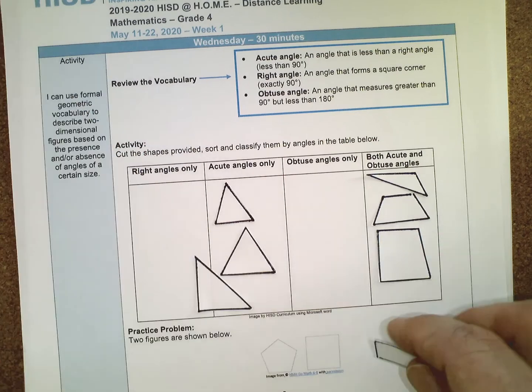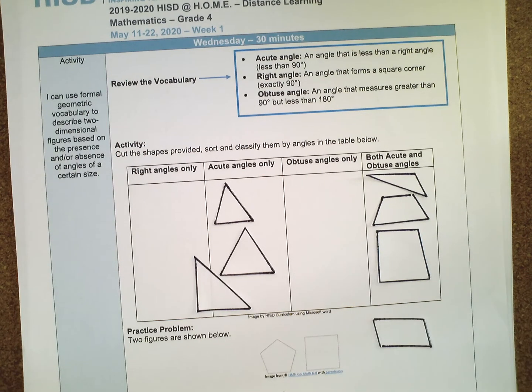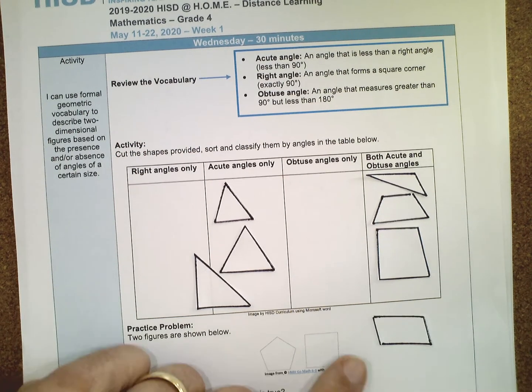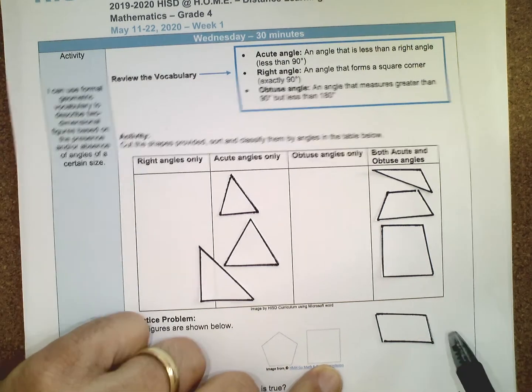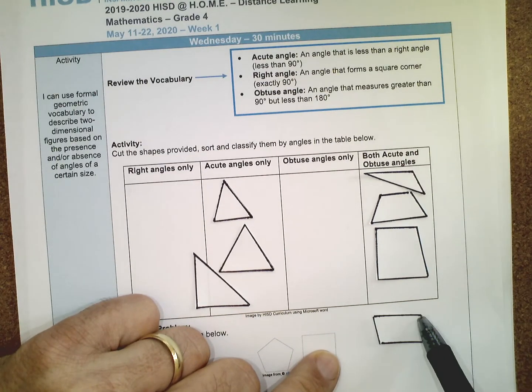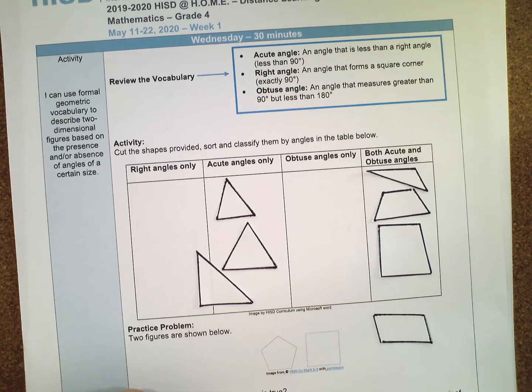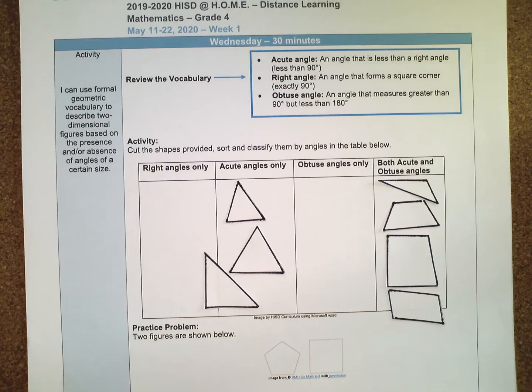Then the next one we have is this one, which is a parallelogram. Now, a parallelogram that's not a rectangle does not have all right angles. It has two obtuse angles and two acute angles. So that would fall under this category here.